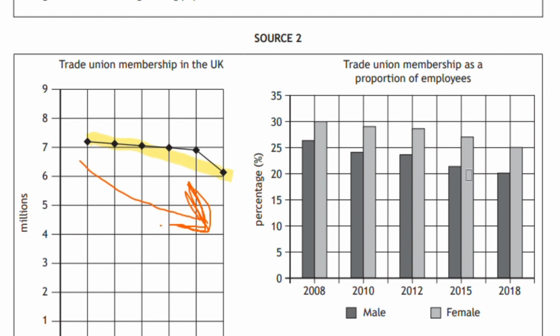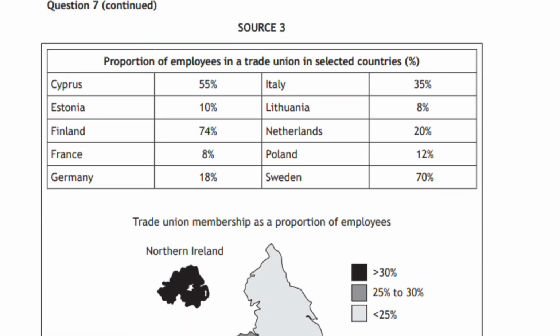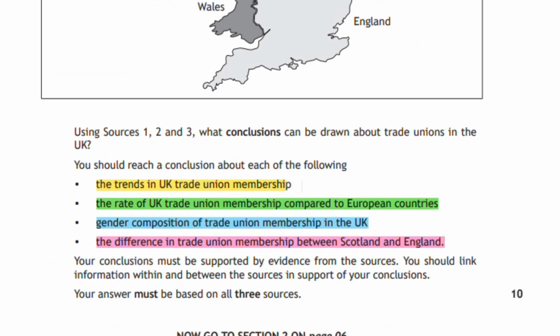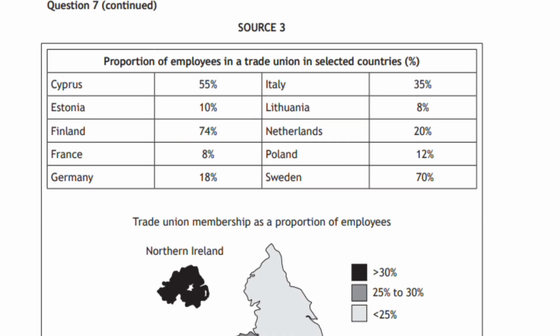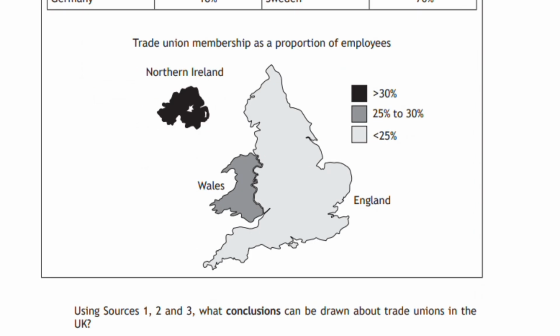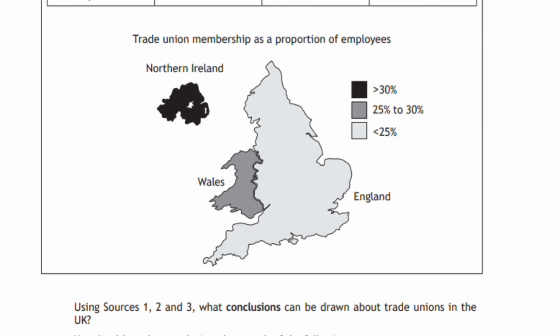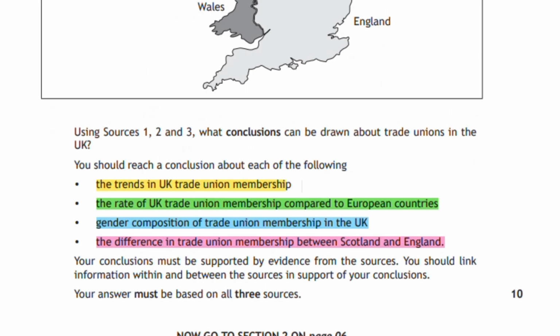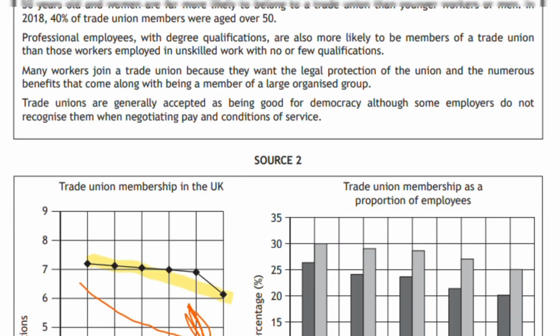If I look at source 2 here, there doesn't seem to be anything specifically about the trend that's not already stated in this first graph, but this male and female thing again might help us later, so I could highlight that blue. Source 3 has some countries, which might help us with our green bullet point 2, and here we've got the rest of the UK, missing Scotland, but that might help us later on with our purple one. So I have nothing else to highlight for the moment.